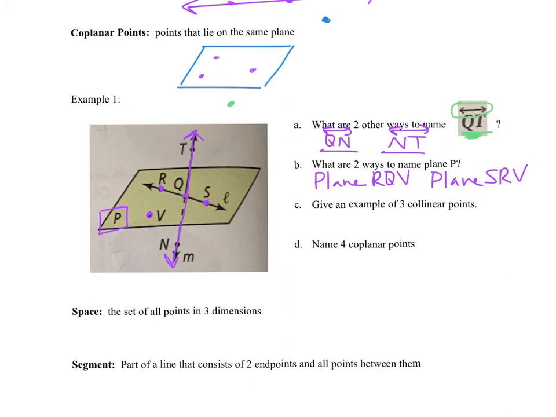All right, then it asks for an example of 3 collinear points. And if you recall, collinear means they're on the same line. So you could do these 3, or you could do these 3. Either one of those would work. So for 3 collinear points, I would say R, Q, and S are collinear. Okay, then it asks for 4 coplanar points. And this one can be a little bit tricky. The simplest answer is very quick. You could say R, Q, S, and V.